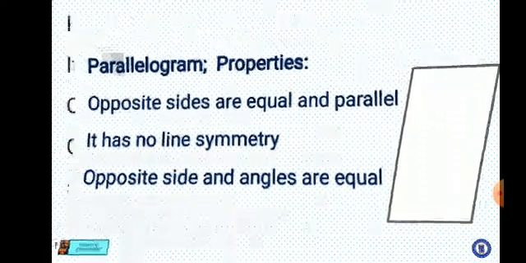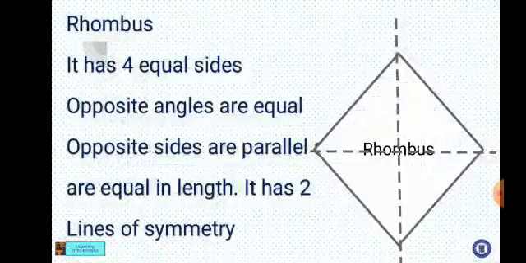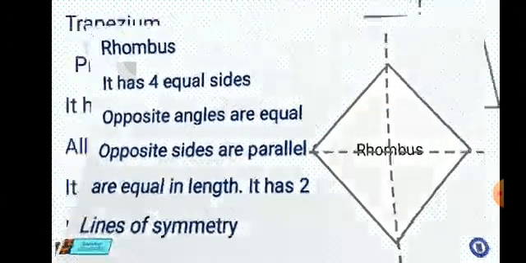The next one is rhombus. As you can see in the drawing, it has four equal sides. Opposite angles are equal. Opposite sides are parallel and are equal in length. It has two lines of symmetry. You can see the line, it divided it into equal parts. That's why it has two lines of symmetry.